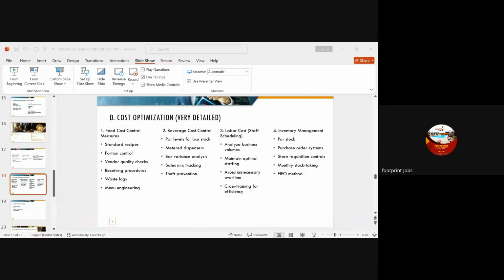Next one is store requisition controls. There must be requisition for everything that goes out of the store, properly signed. And as managers, you must follow up every last requisition. Yes, 30 bottles of whiskey were taken out last week. You must see how it was expended, how it went out. So you don't just sign everything that comes to your table just because they said it has finished or it's almost finished. There must be a proper store requisition control.